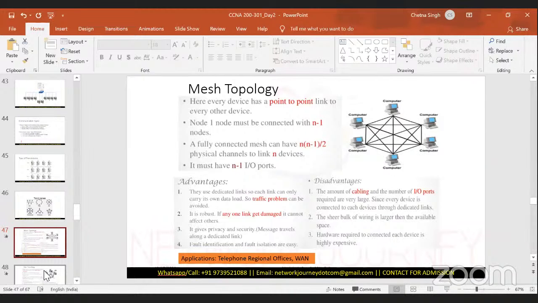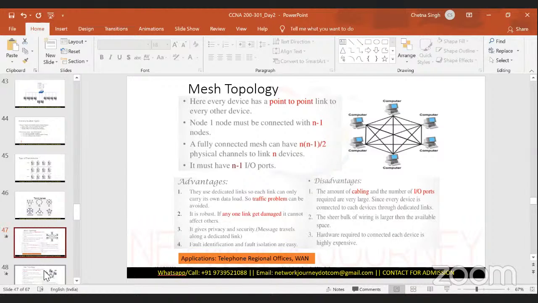as you can see from the diagram, there's a web-like structure where each and every computer has a connection with all of the computers in the same network. Every device has a point-to-point link to every other device. So if node 1 has to be connected with n-1 nodes, this kind of topology is understood as a mesh topology.